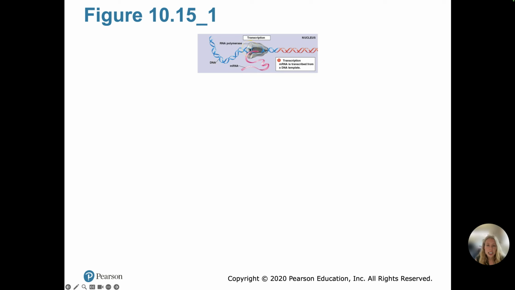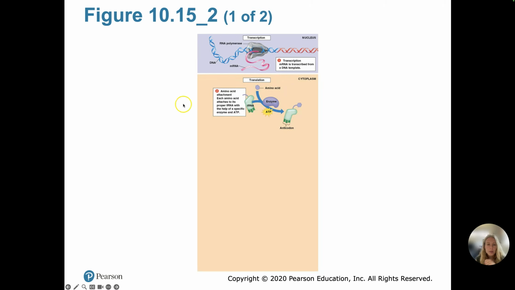RNA polymerase facilitates transcription and it will create a messenger RNA, single-stranded RNA. That happens in the nucleus. That mRNA will then be modified and exit the nucleus through the nuclear pore, and translation will take place in the cytoplasm. The second step here is the amino acid attachment. Each amino acid attaches to its proper tRNA with the help of a specific enzyme and ATP. That was the one image we looked at. Each amino acid has its own specific enzyme that will attach it to its tRNA.